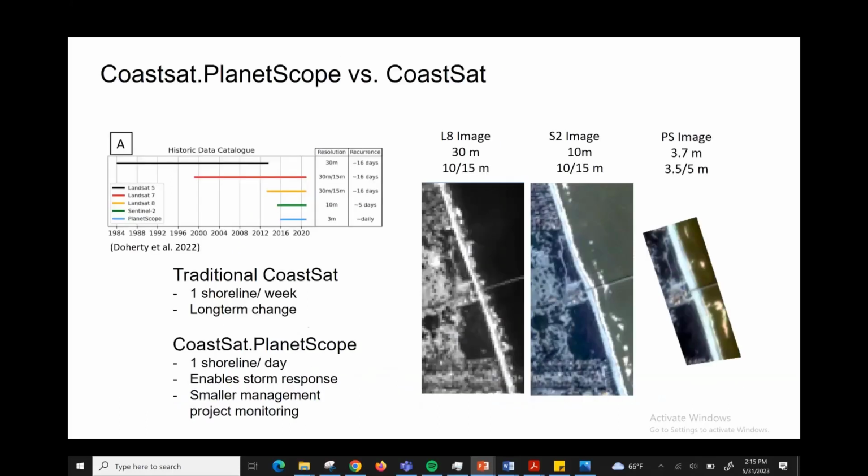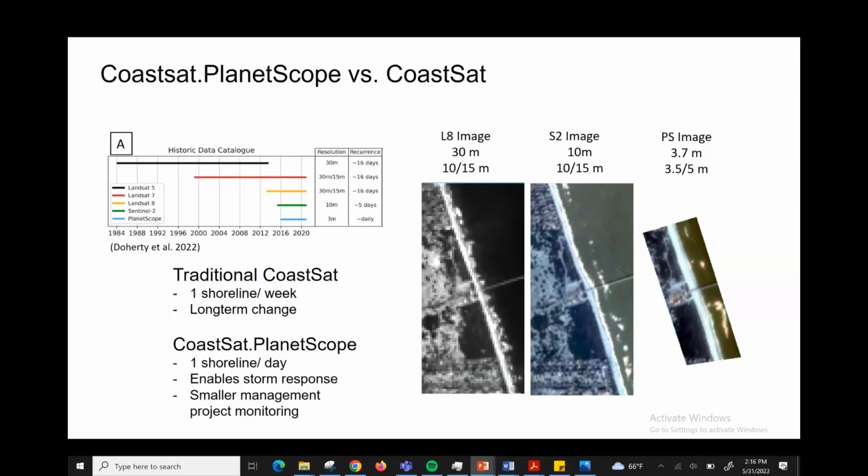So yes, we're going to switch gears. Shannon's going to talk about some of our efforts with PlanetScope. All right, thanks, Ian. So in addition to traditional CoastSat, which uses Landsat and Sentinel images, we were looking at using some high resolution imagery from PlanetScope. So CoastSat PlanetScope uses imagery from Planet satellite, and that has a resolution of 3.5 meters compared to the 10-meter image resolution from Landsat and Sentinel-2.